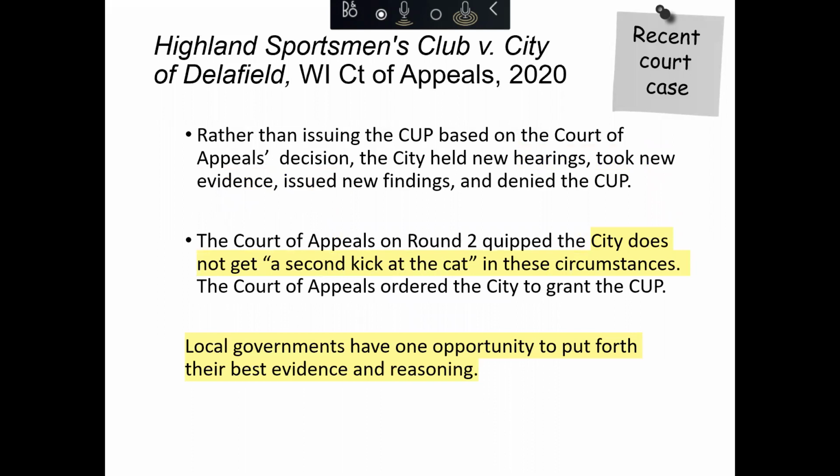The city took a different tack, and rather than issuing the CUP based on this Court of Appeals decision, the reversal, the city held new hearings, took new evidence, issued new findings, and denied the CUP again. This decision was appealed up through the courts, and the Court of Appeals on round 2 quipped, the city does not get a second kick at the cat in these circumstances. The Court of Appeals ordered the city to grant the CUP. So I think the take-home message here is local governments really have one opportunity to put forth their best evidence and reasoning on a conditional use.